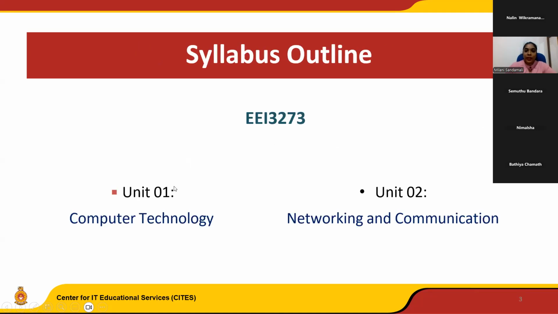As you can see here, there are 2 units. One is computer technology and the other is the communication and networking part. Unit 1 covers computer technology and Unit 2 covers networking and communication.